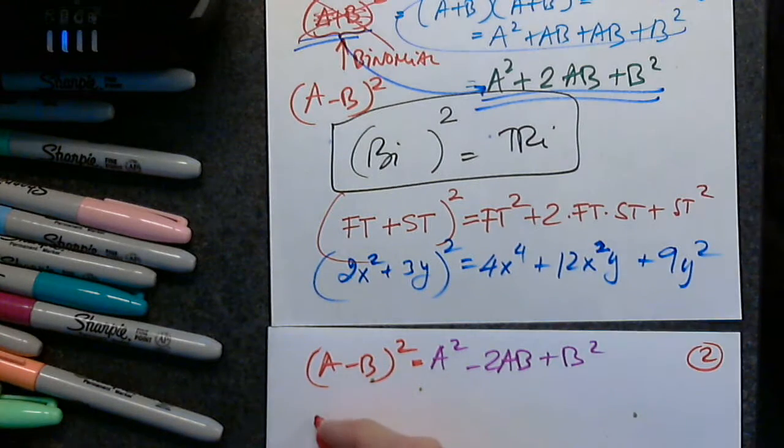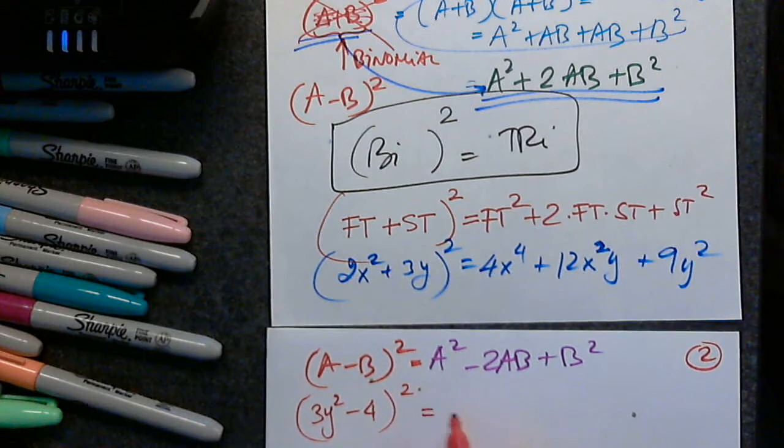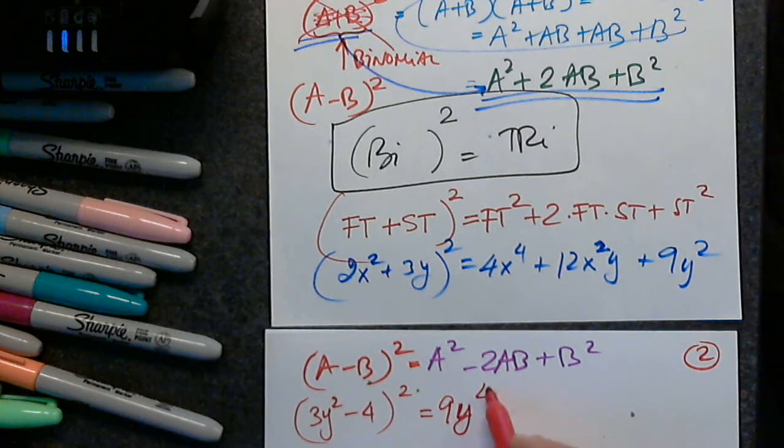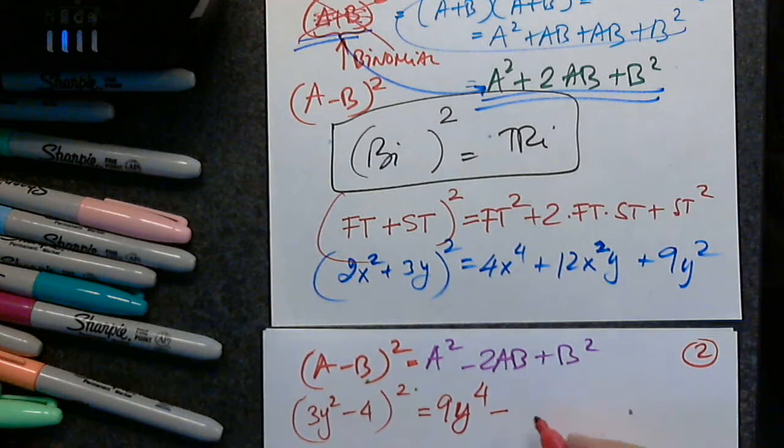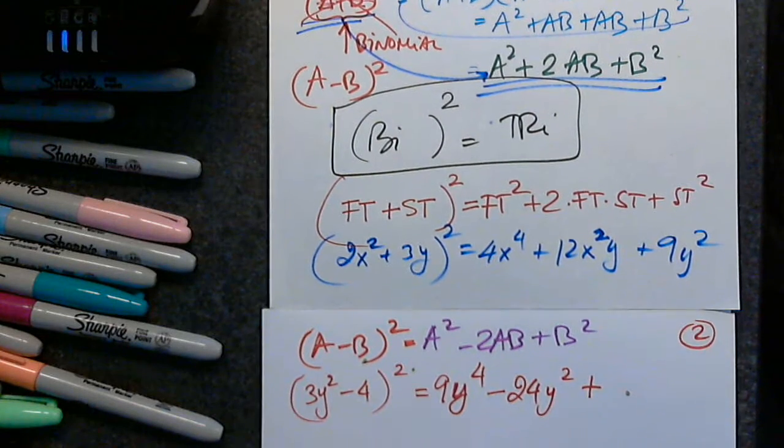So now let me give an example. 3y squared minus 4, everything squared. I need the pattern. Very good. 9y to the 4th. Because it's minus, I have to put minus. 2 times 3 times 4. Very good. 24 what? Very good. Plus. That's it.